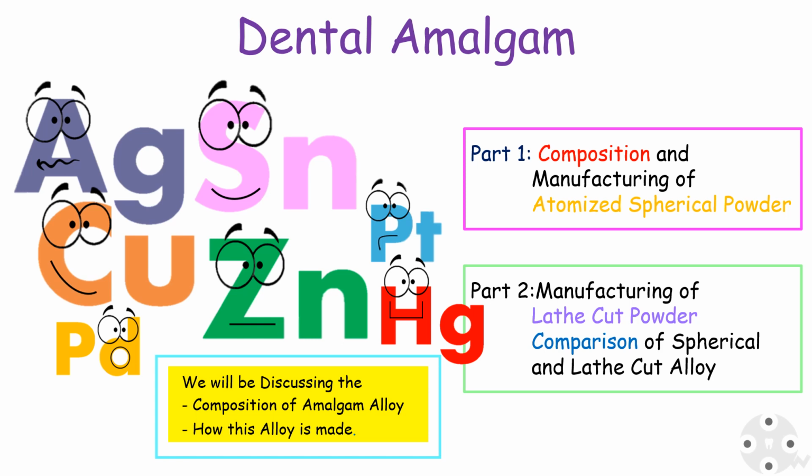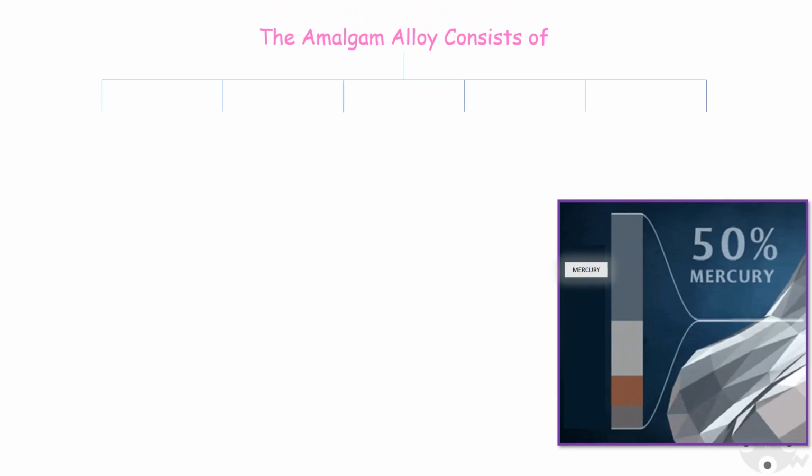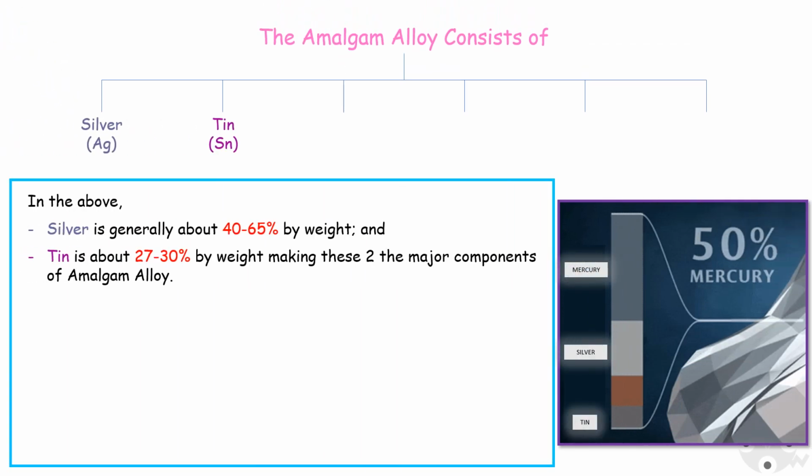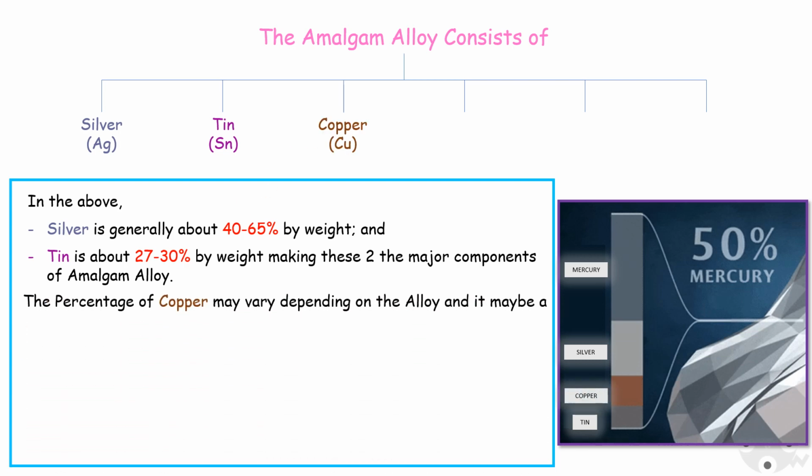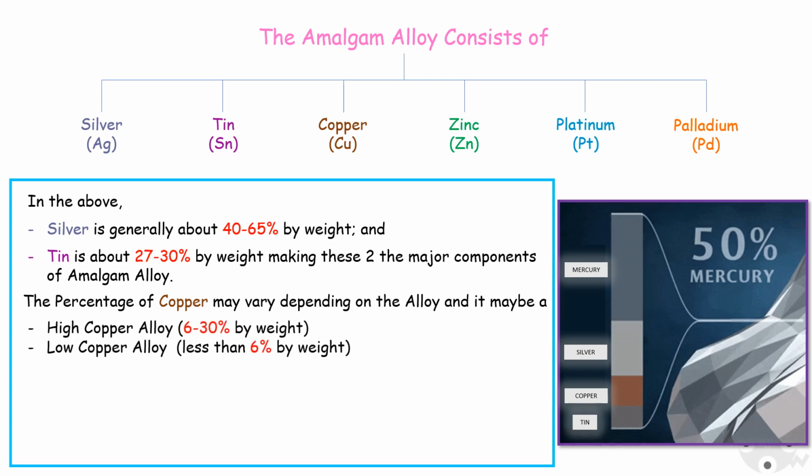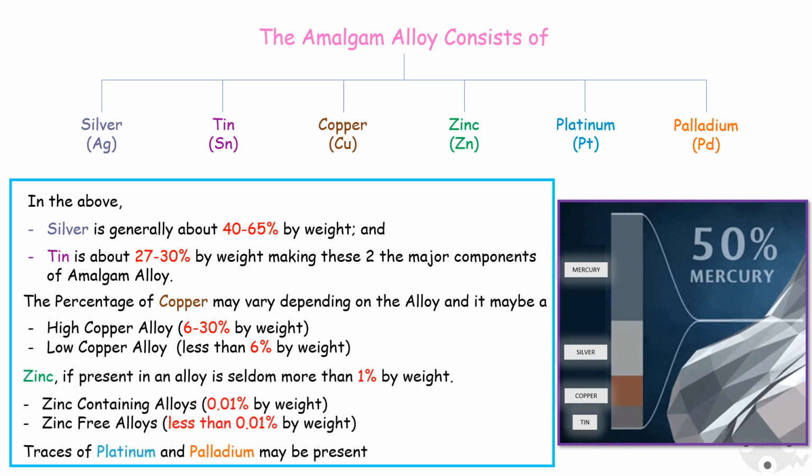Dental amalgam is the product of the amalgamation between mercury and an alloy containing silver, tin, and often copper, and sometimes other elements in varying amounts. Based on the percentage of copper, the alloy may be a high copper alloy or a low copper alloy. Based on the zinc content, it may be a zinc containing alloy or zinc free alloys. These components affect the setting reaction and the physical property of the set amalgam.